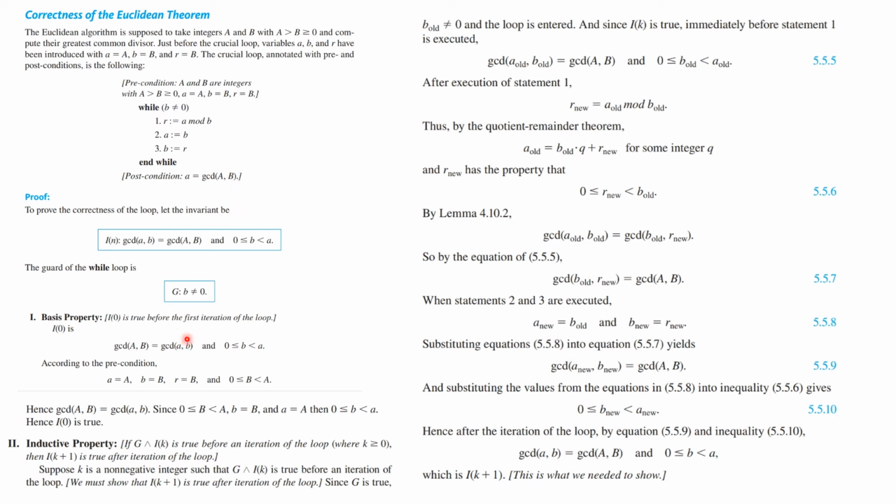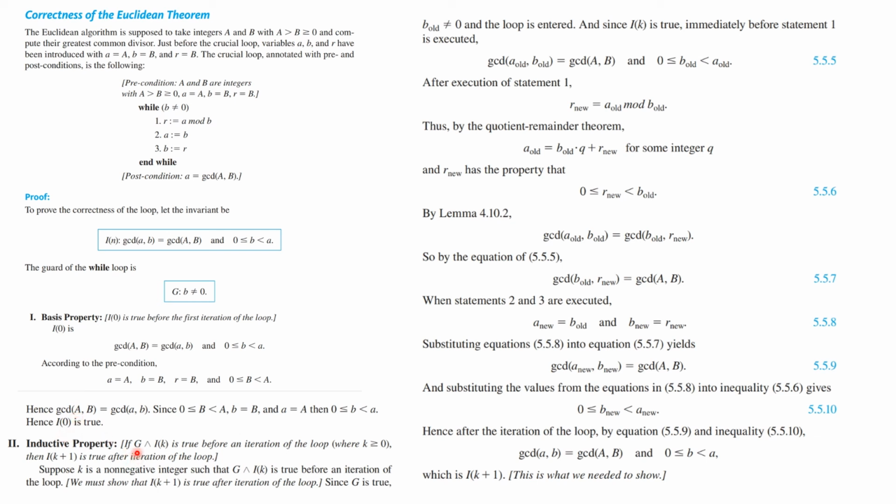And again, what you see is we start with a basis property. And in fact, we have to define what is I of n. I of n in this case is that the GCD of a, b is the same as the GCD of capital A, capital B. And the guard is that b does not equal 0, because when b equals 0, you terminate and you exit the problem. So we have a basis property, and we see that I of 0 is true.